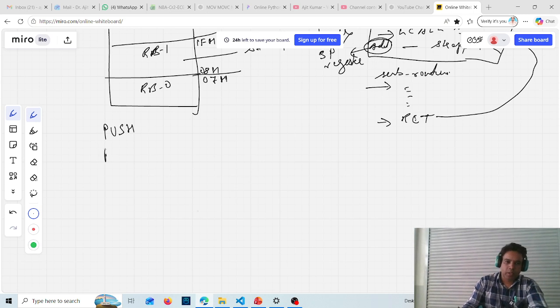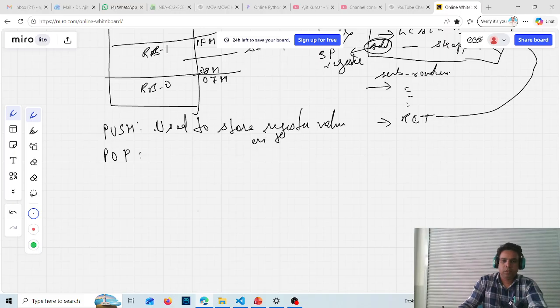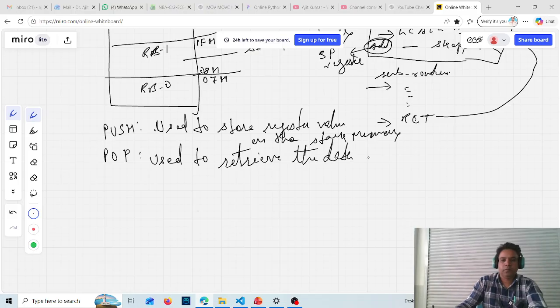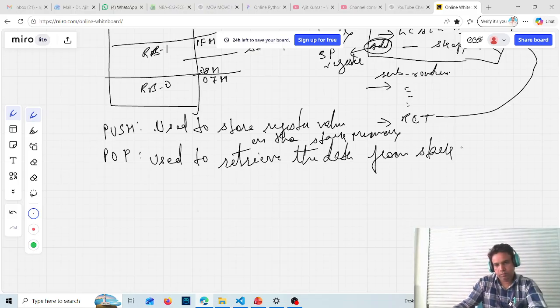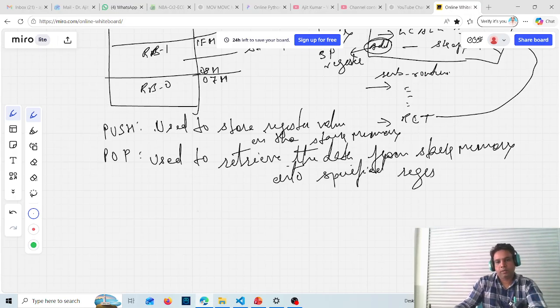Stack memory is also used to store data using push and pop instructions. Push is used to store a register value in the stack memory, and the pop instruction is used to retrieve the data from stack memory into the specified register.